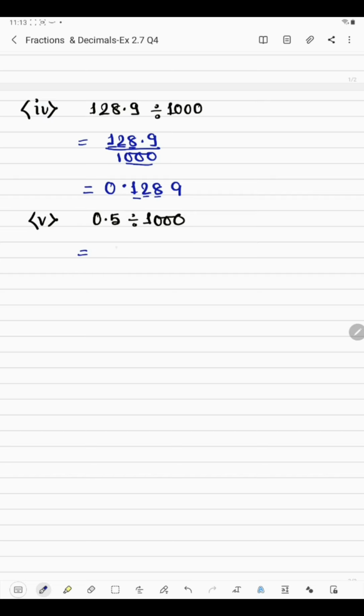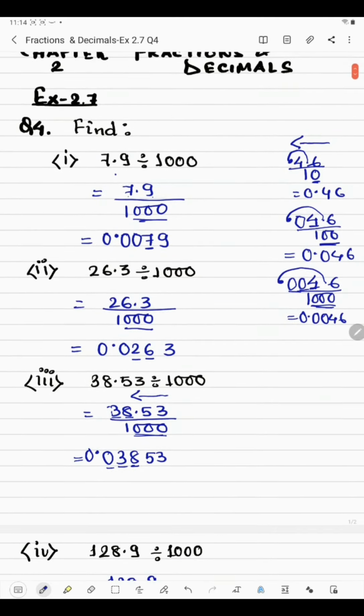Now in the fifth part we have 0.5 divided by 1000. And as there are 3 zeros, again the point will be shifted 3 digits. So here we have only 1 digit. So 2 more digits we will have to make by putting 0. So 1, 2, 3. The point was in between 0 and 5. So the point will be shifted 3 places. So 1, 2, 3. Here will be the decimal. So the answer of the last part will be 0.0005. Okay. So this was all about question number 4.